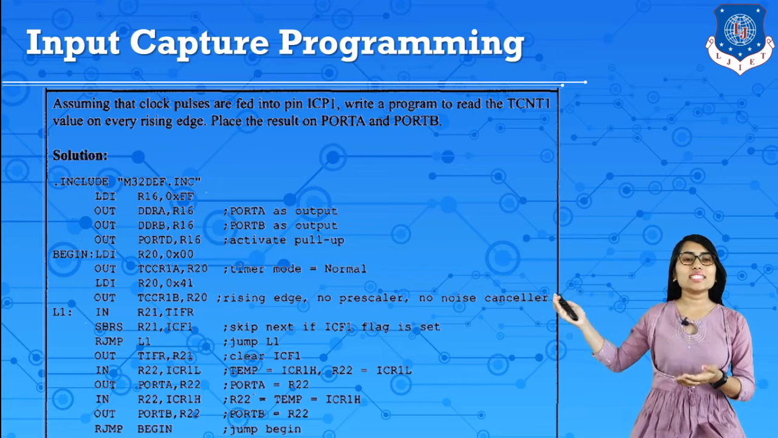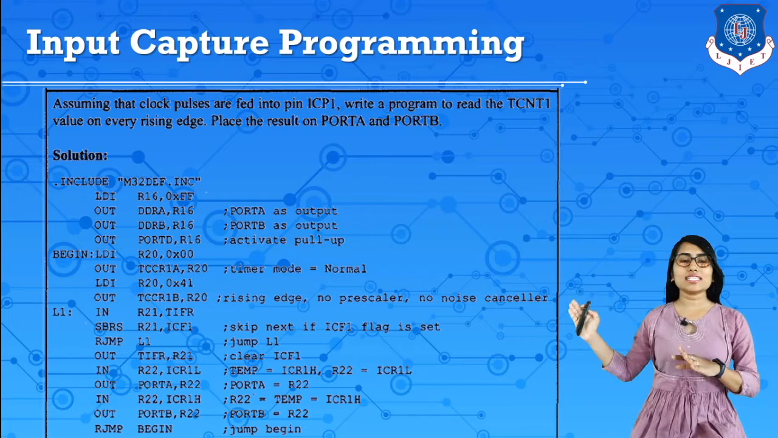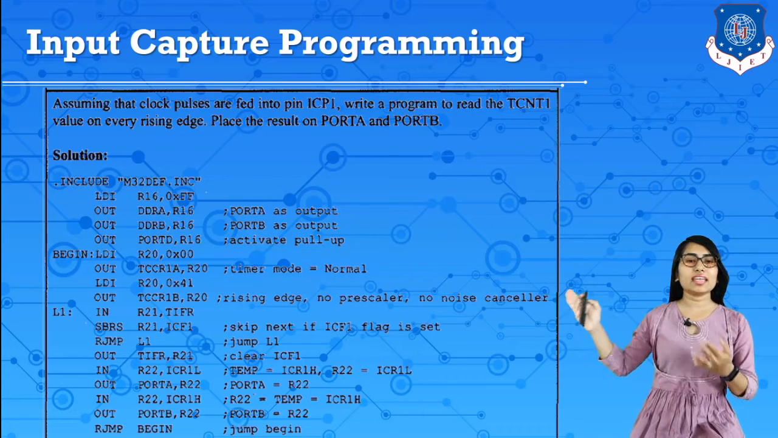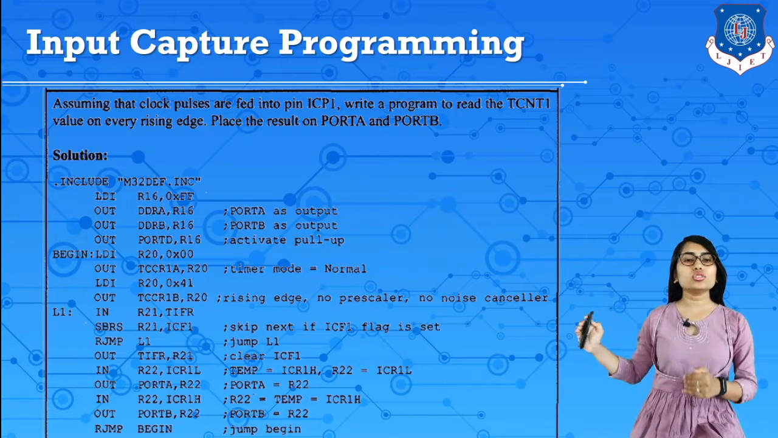So LDI R16, 0xFF, then OUT DDRA, R16. Whatever the value of R16, that is FF, goes into DDRA and DDRB. So it makes Port A and Port B outputs. Now also set Port D as an output. Activate Port D, so whatever value is in R16, FF, is copied into Port D.